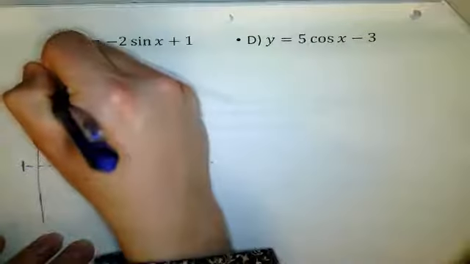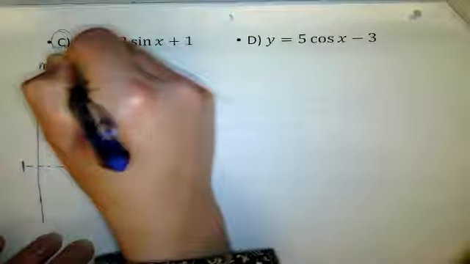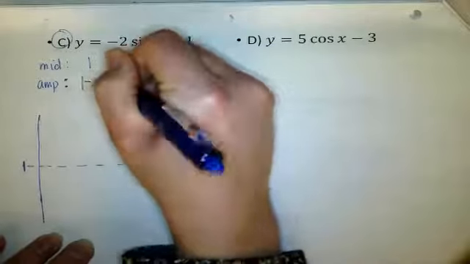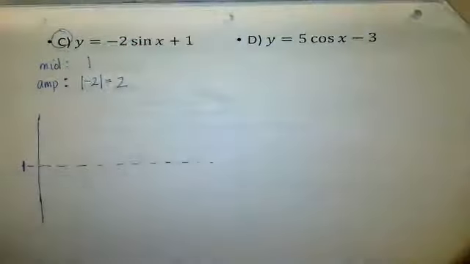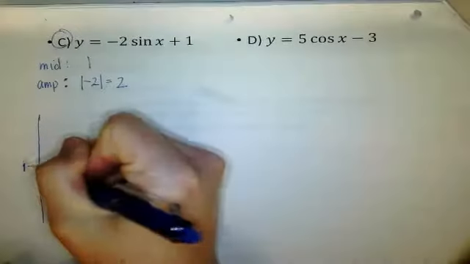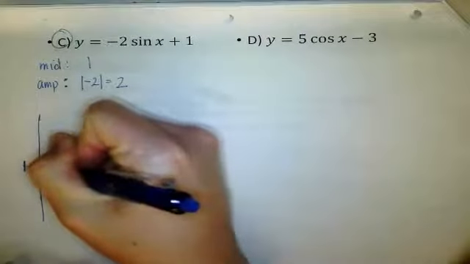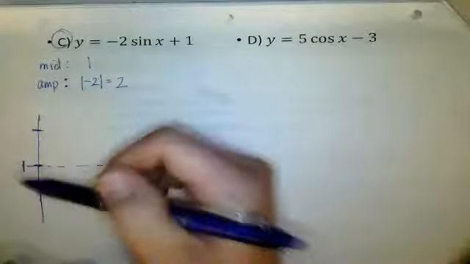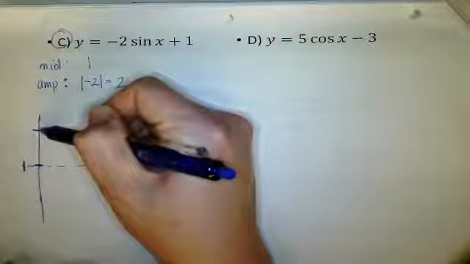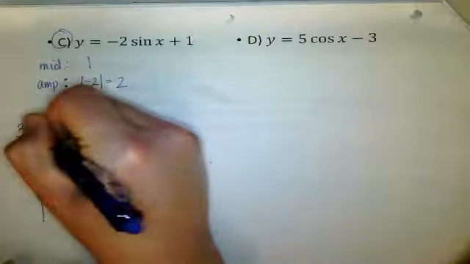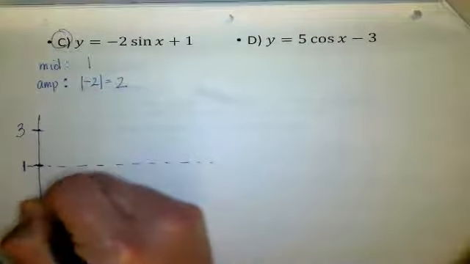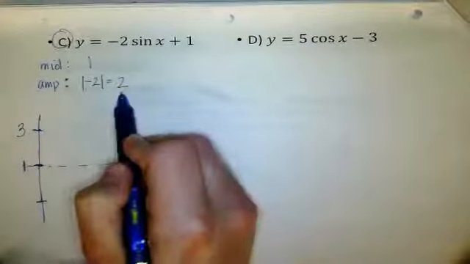What's the amplitude? 2. Very good. The absolute value of -2 is 2. So the amplitude is 2, meaning the distance between my midline and my highest value is 2 units. So how high does this go? 3. Very good. The distance between my midline and my lowest value is 2 units.